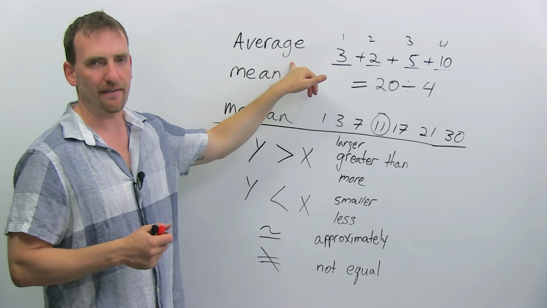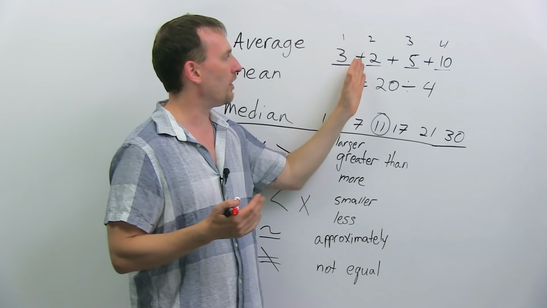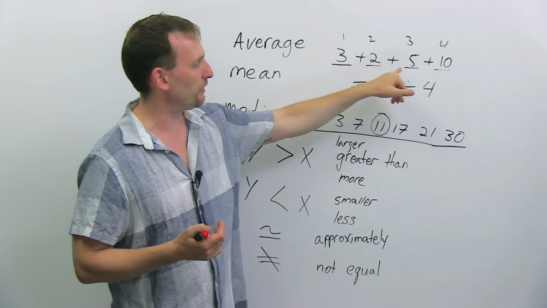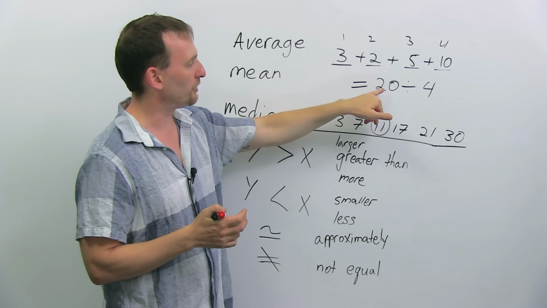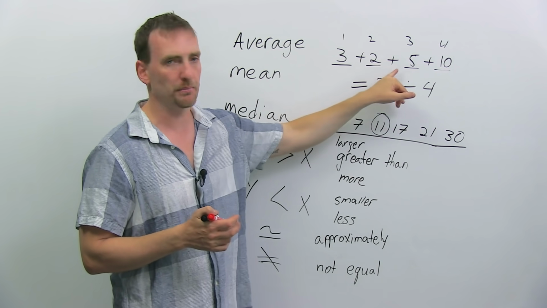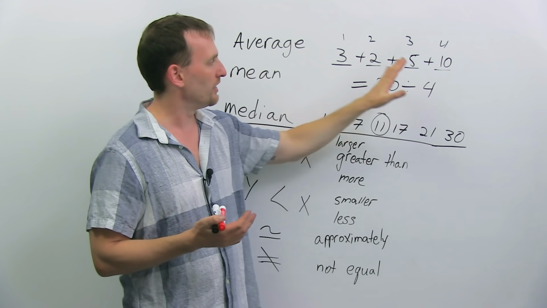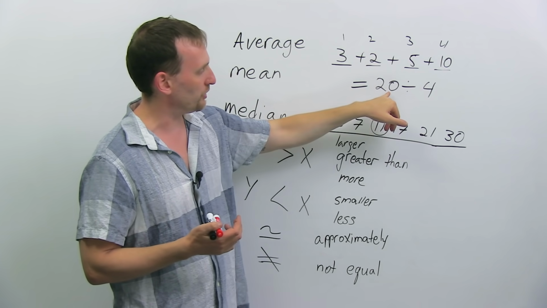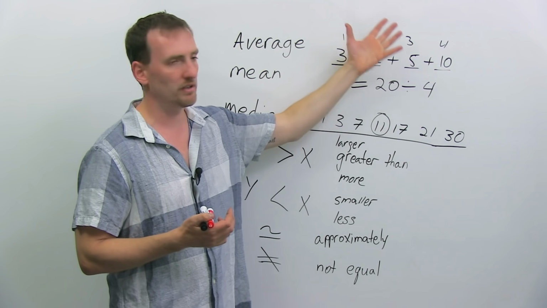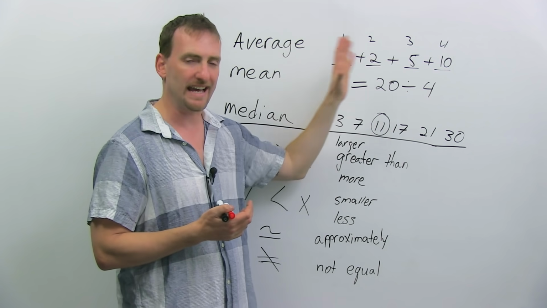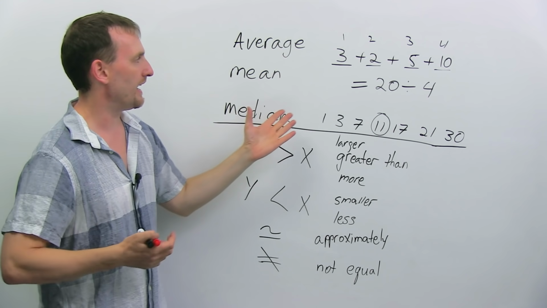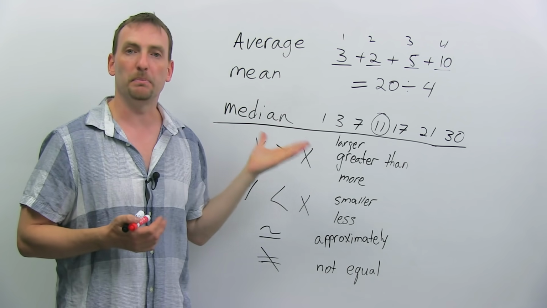So when you're looking for the average or the mean, you're taking all the values. So in this case, we have 1, 2, 3, 4 values. You add them up. You take the total and then divide it by the number of values you started with. So we have 4 values that total 20, divided by 4, and the average of these values is 5. Okay, so that's average or mean. Now, on the other hand, you sometimes want to look for the median.